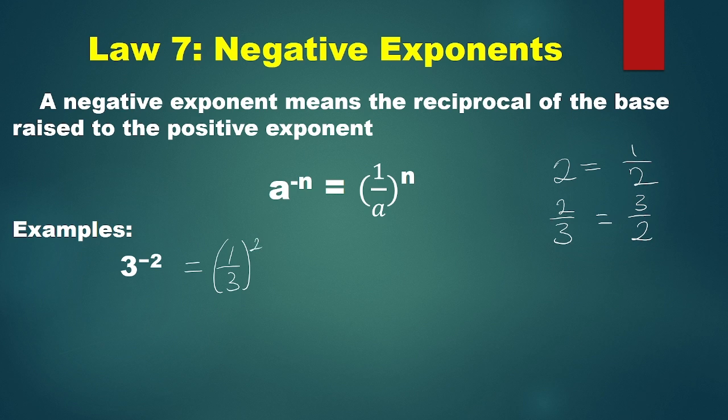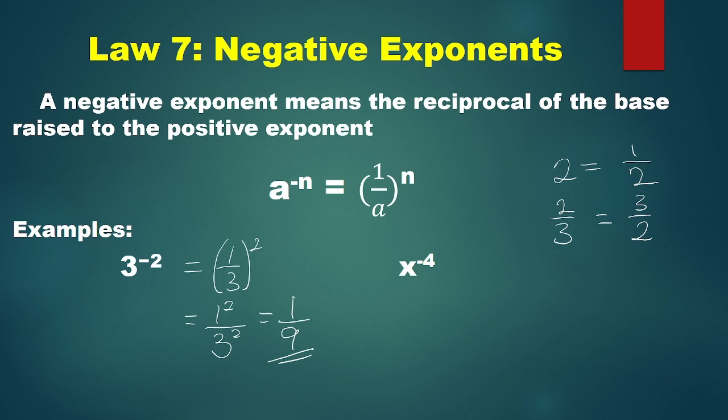Now, remember the rule that says if I have a fraction and I have a power, the power is for both the numerator, in this case 1 raised to power 2, and also the denominator, 3 raised to power 2. So 1 raised to power 2 simply means 1 multiplied by 1, and that's 1, over 3 raised to power 2, which is simply 9.